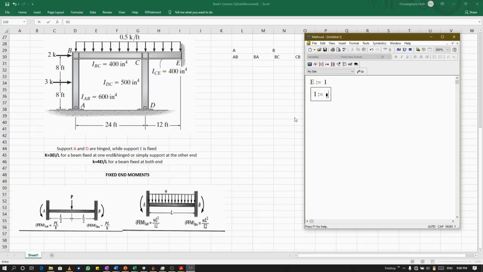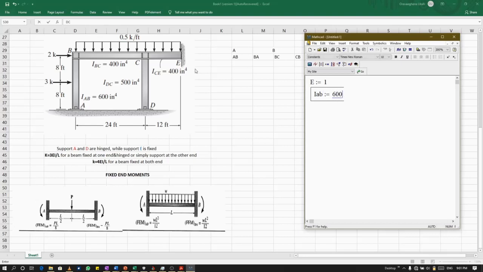Our I for AB is 600 inch raised to power 4. So I'm going to actually put a subscript here. So let's say IAB. Let me take this small letter IAB. So I want to have 600.